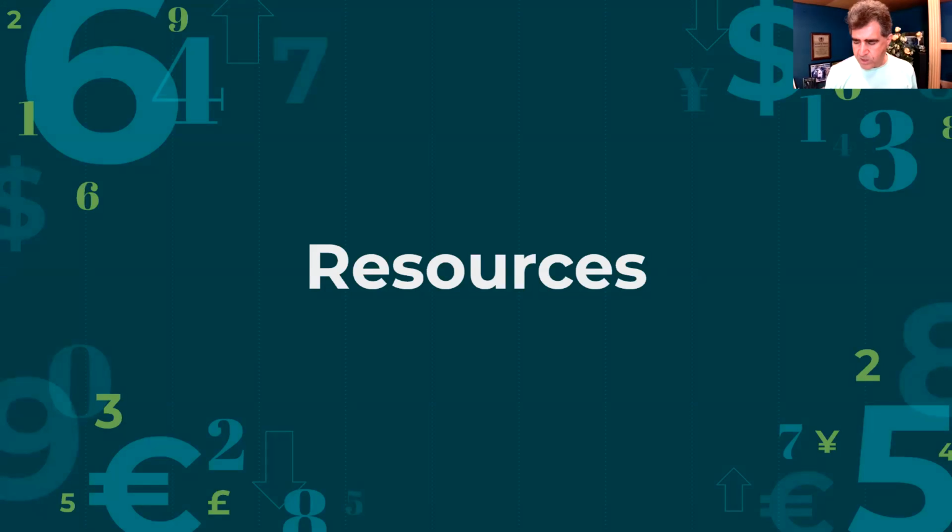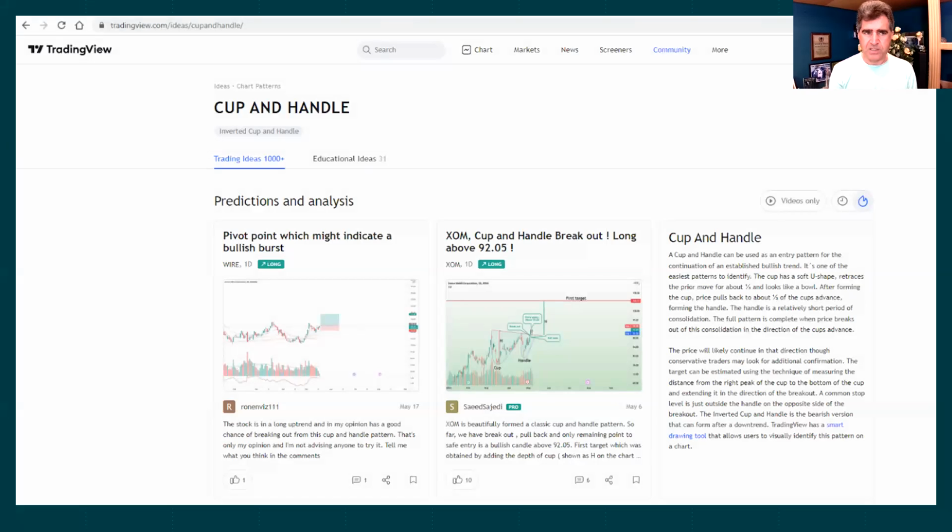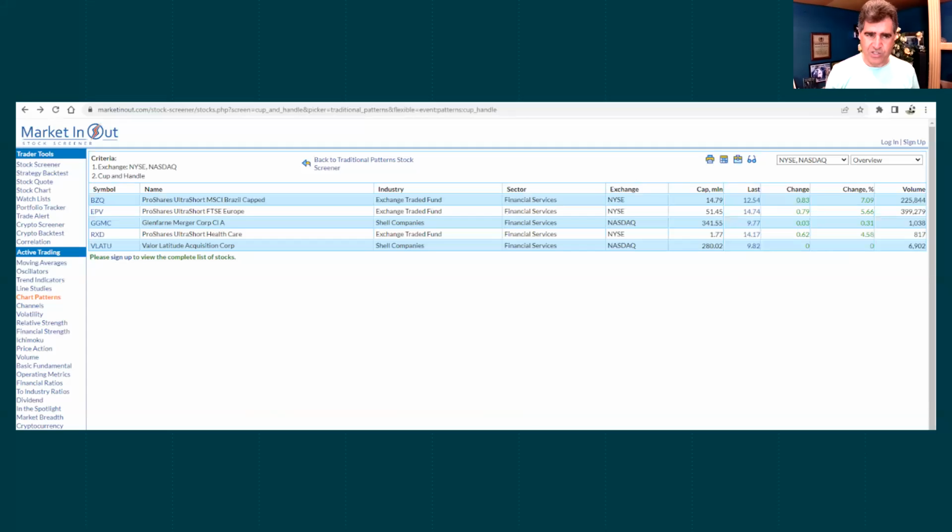So what could we use as far as resources? There's not really much talked about the cup and handle, but when they work, they're really a good source of opportunity for you. One of them is TradingView, which has some resources. Sometimes they come with their suggestions. This is from a week ago, for instance. They also have resources explaining the cup and handle. The other one actually does have a screen. It is the chart patterns, and you just look at the cup with handle. This is as of today.